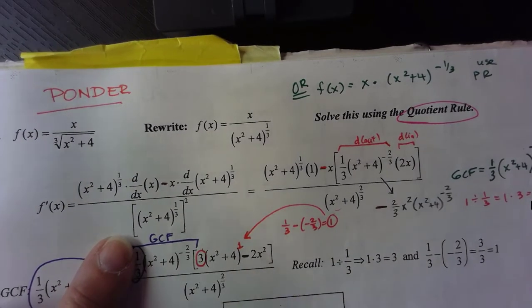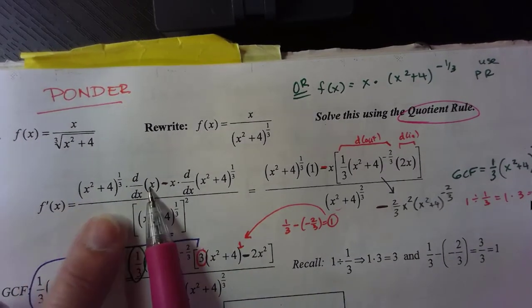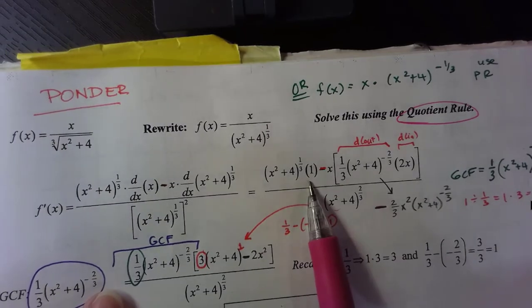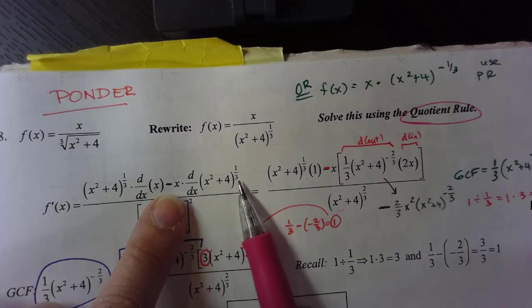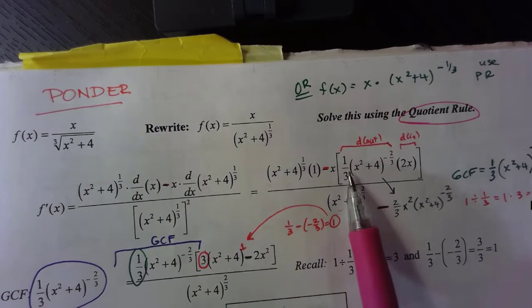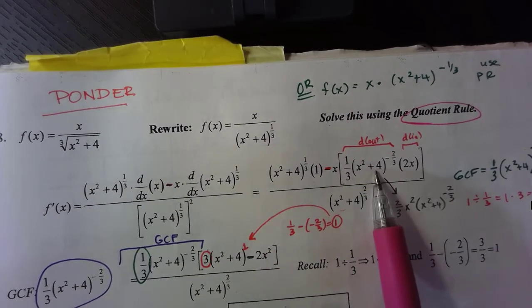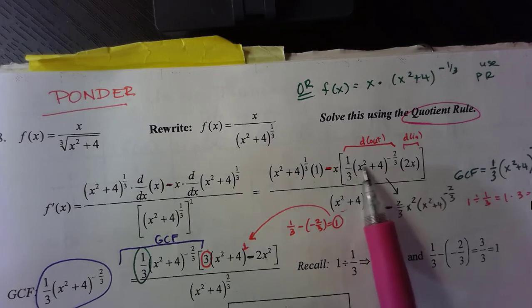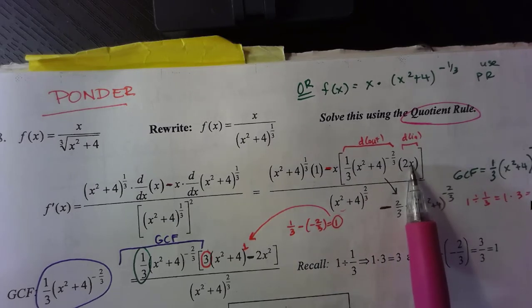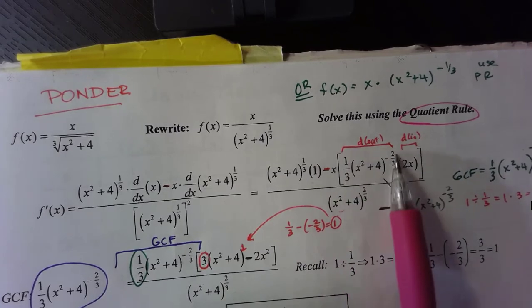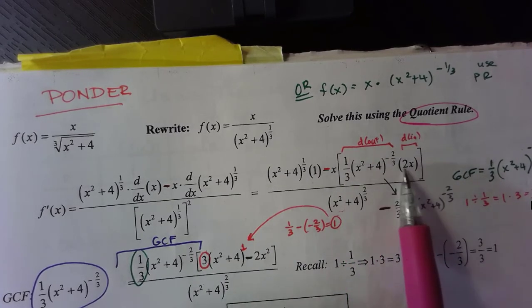So what we notice is the derivative of x is 1. And now we're going to take the derivative of the 1/3 power on x squared plus 4, which is 1/3 times (x squared plus 4) to the, subtracting 1 from 1/3 leaves negative 2/3, times the derivative of the inside. Notice the derivative of the outside is this piece. The derivative of the inside is that piece.